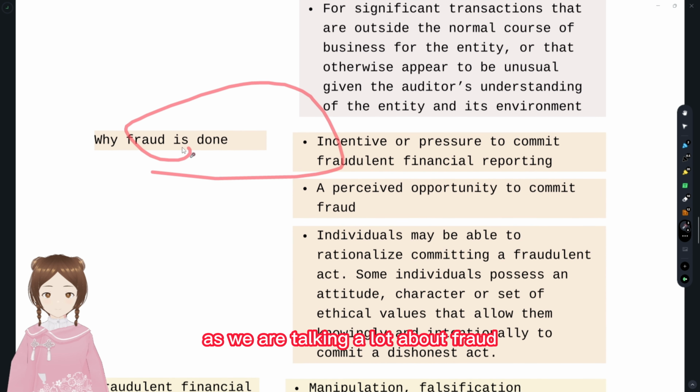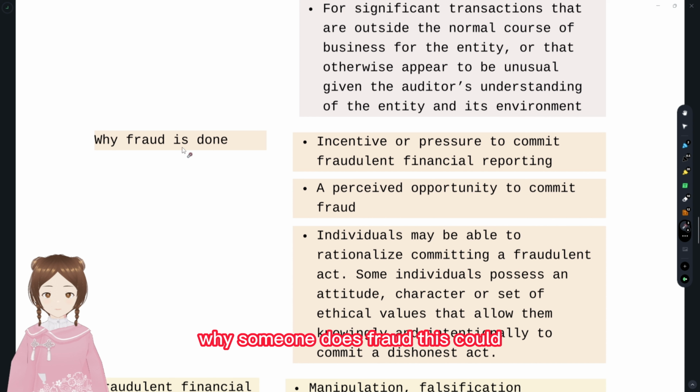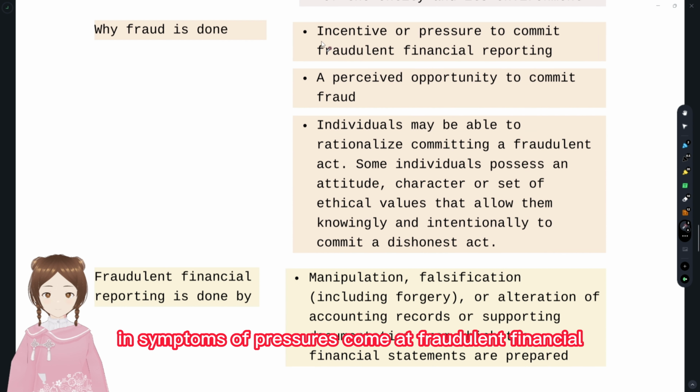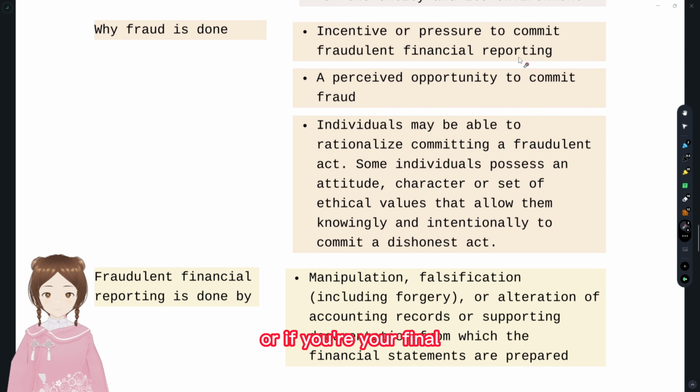And why is fraud done? As we are talking a lot about fraud, why does someone commit fraud? There could be incentives or pressures to commit fraudulent financial reporting. We have a few problems in our FR, right? If you're CA Final or a CA intern, you could get a few things like if the profit crosses this level this year, then the employees get this much bonus or ESOPs, etc. Right? Those incentives, or sales personnel pressure to meet some sales targets, right? Those incentives and pressures lead to fraudulent financial reporting, and there is a perceived opportunity to commit fraud.